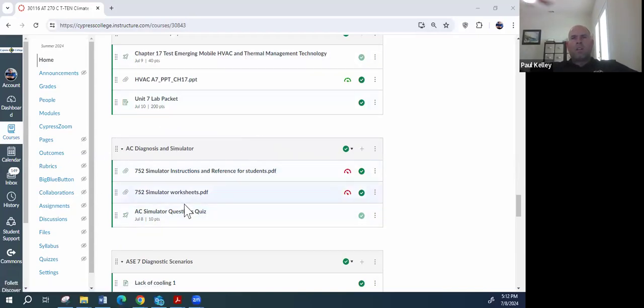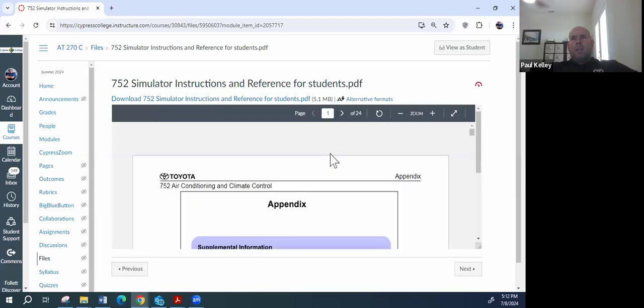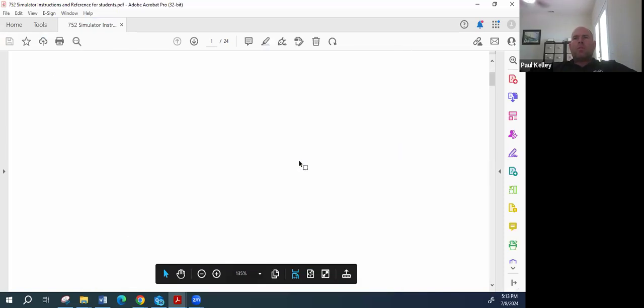You'll see right on Canvas here, you're going to need 2 things. We're going to download this. All right. So this is the appendix and the 752 simulator resources. Because I already have it, I just wanted to show you how to download it. And this is the reference. Okay, let me pull this up. I've got it on PDF. Okay, so this is what you're about to download.